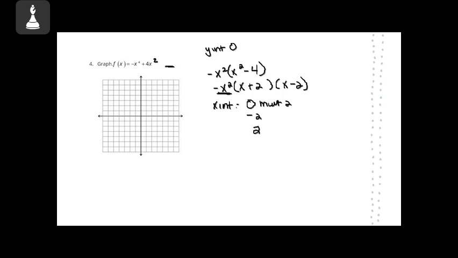So 4th degree negative, meaning it's going to look like that, ending down in both directions. And I should have 3 turning points. So let's mark our zeros here: -2, 0, and positive 2. Knowing that it has to go down on this side and down on this side.